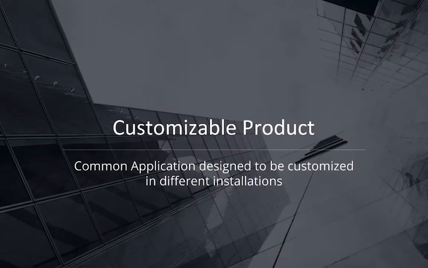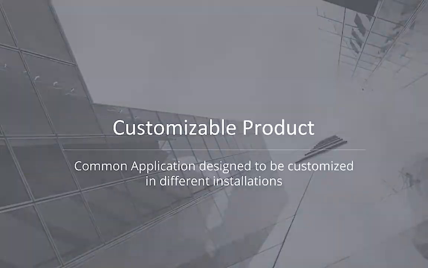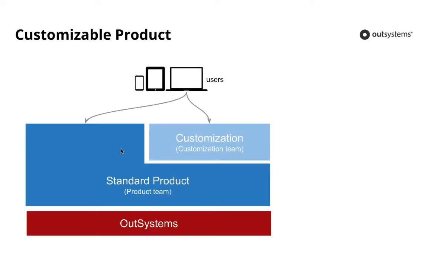In this lesson, I'm going to show how to architect a product that is meant to be customized in different installations. The idea is to have a standard product that is owned by some product team that is the only team allowed to change the product, and then allow for another team to customize the product. The main requirements are that the standard product must be upgradable without breaking existing customizations.